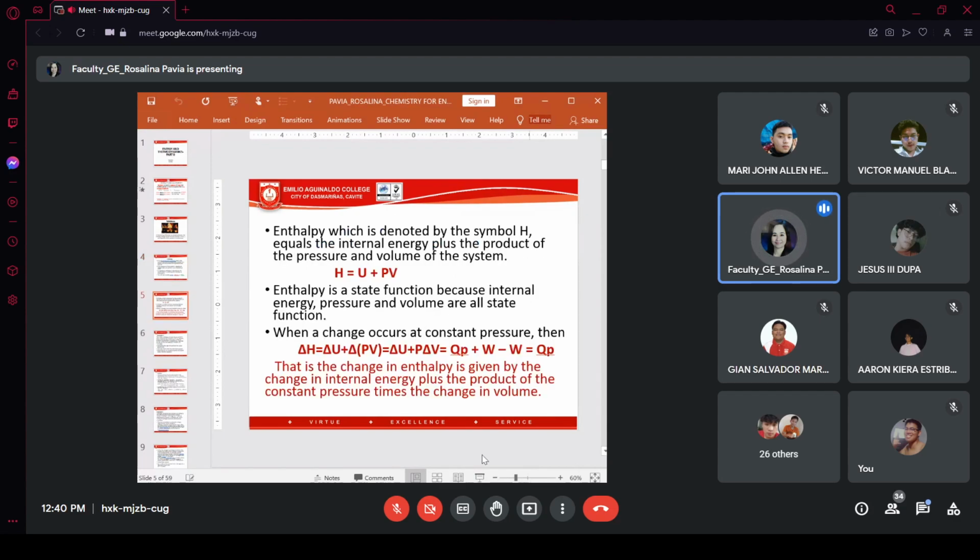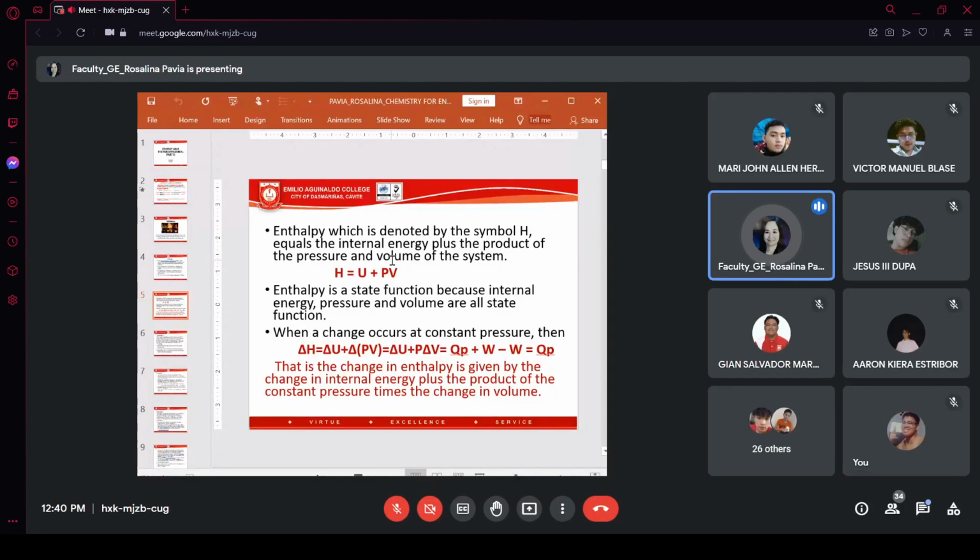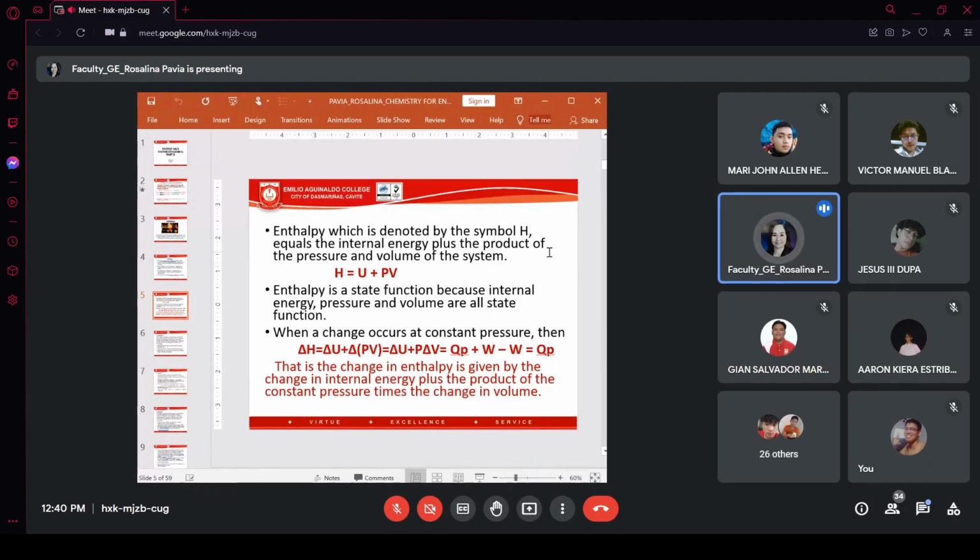Now, enthalpy, which is denoted by the symbol H, equals the internal energy plus the product of the pressure and volume of the system. So, nare-relate din natin yung internal energy sa enthalpy. Okay? Enthalpy is actually equal to internal energy denoted by uppercase U plus PV. PV is pressure and volume. Enthalpy is a state function because internal energy, pressure, and volume are also state functions, meaning it depends upon the state of the substance.